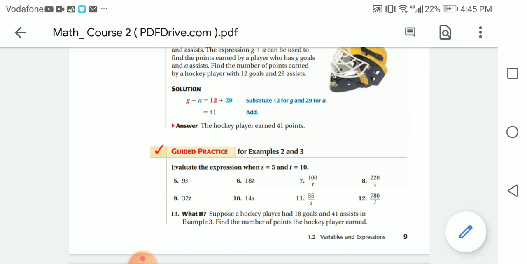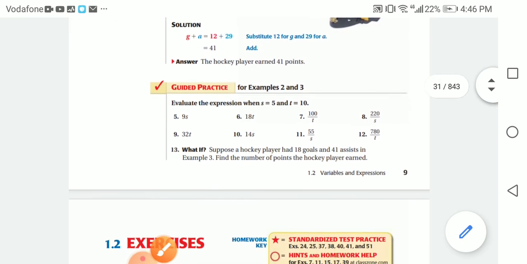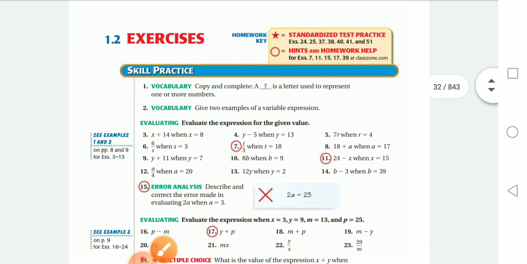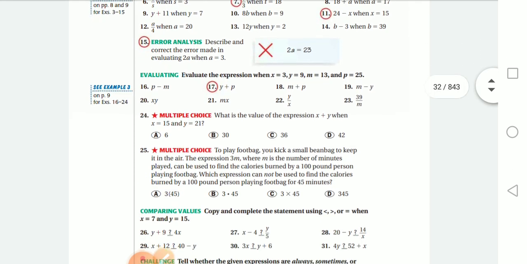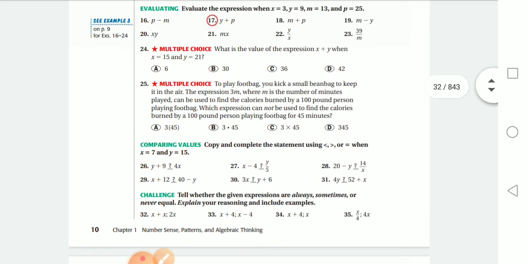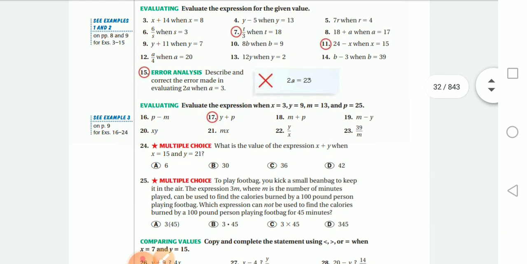Easy one. Okay, dear students, exercises. Let's move to the practice book. I want you to solve this by yourself. Page 10 on the student book, and let's move now to the practice book to solve some problems.